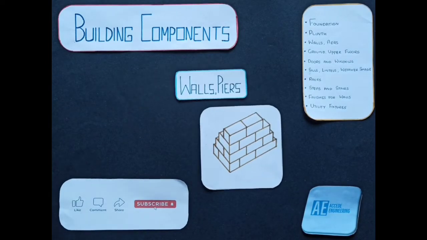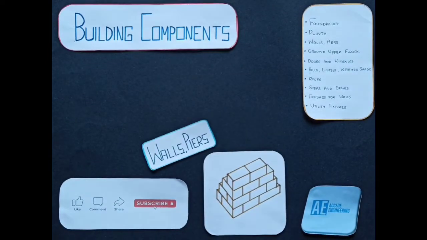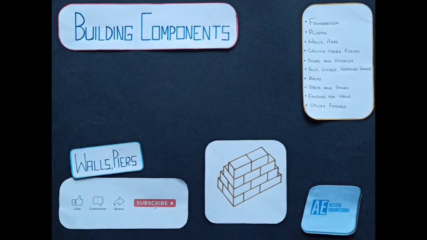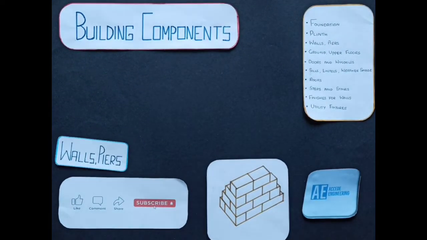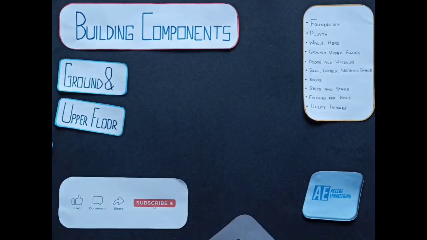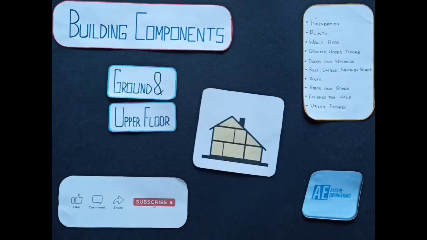Now comes the walls and piers in superstructure. Primary function of wall is to enclose or divide the space. Piers are usually in the form of thickened sections of a wall, placed at intervals along the wall to take concentrated vertical loads or to provide lateral support to the wall.